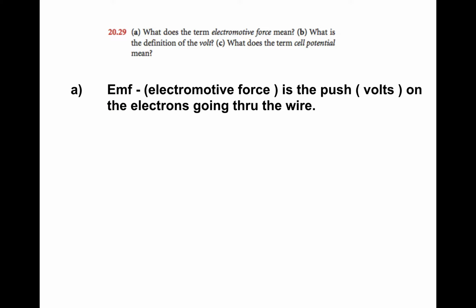What does the term electromotive force mean? All right, electromotive force is how much push the electrons have going through the wire. This is measured in volts. So that's what volts are. How much push do you put on those electrons? What is the definition of volt? Okay, so again, right, joules per coulomb. How much energy you're putting into the electrons? So joules over coulomb is the unit for volts. So if I know how many coulombs are going through, multiply coulombs by joules per coulomb, and I can get the energy being generated by these electrons going through the wire.